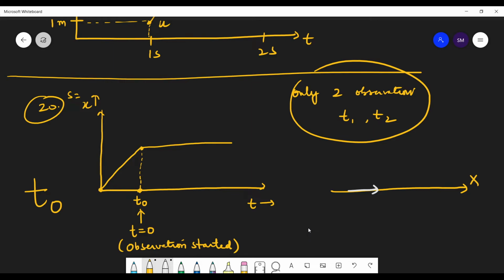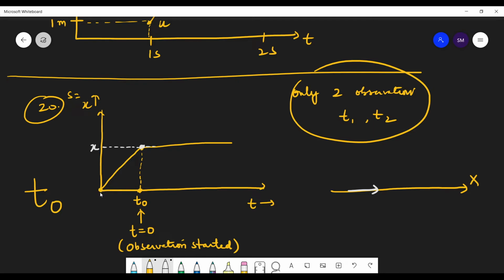Is the particle continuously going? Because you can see here, the position is the same. The position is not changing. Time is changing as I start observing the object, but the position is the same. So is the object moving? No, sir. Second option: the particle is at rest.